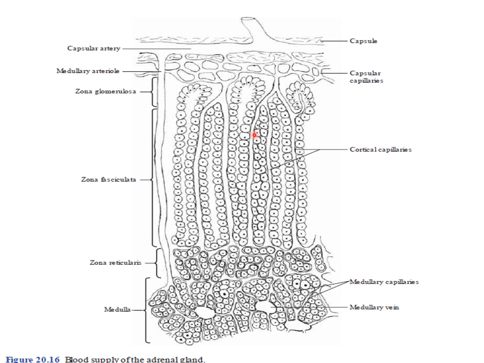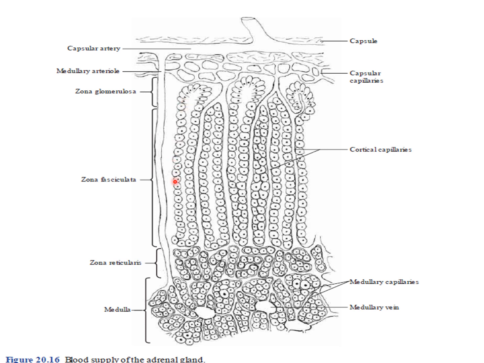Here you can see it is covered by the capsule. This is the capsular artery. These are the medullary arterioles and the capsular capillary. The cells are arranged as polygonal cells, and the zone is named for this. The outer zone is the zona glomerulosa, which contains groups of polygonal cells with spherical nuclei.